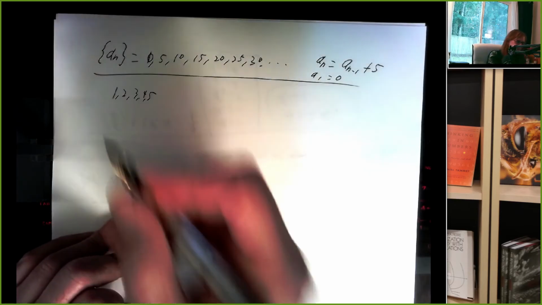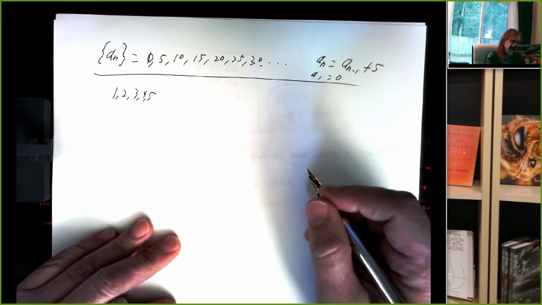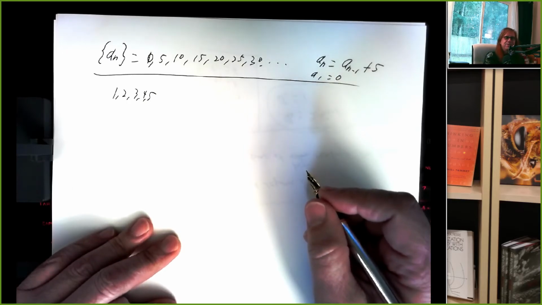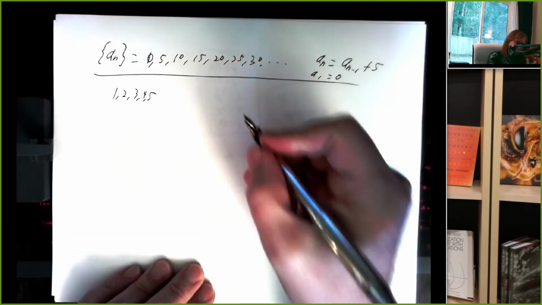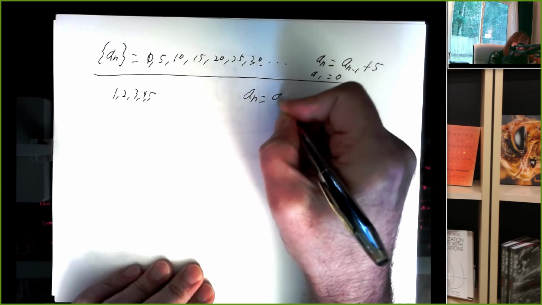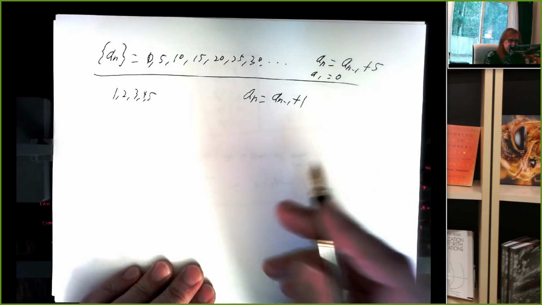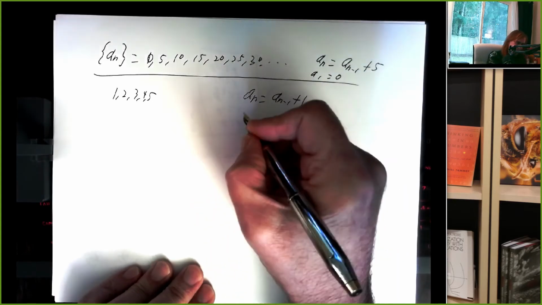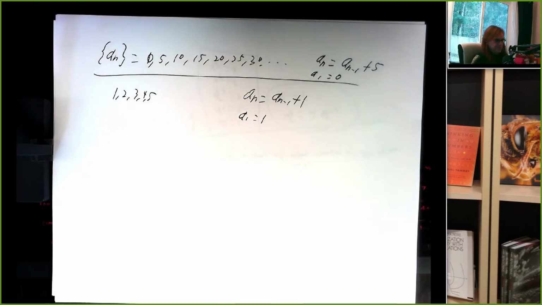All right, what about the sequence 1, 2, 3, 4, 5, etc.? Just consecutive integers. Can somebody name a recurrence relation that describes this sequence? A n minus 1 plus 1. So the nth term is the n minus first term plus 1. And maybe an initial condition a1 is equal to 1. There you go, that describes that sequence.